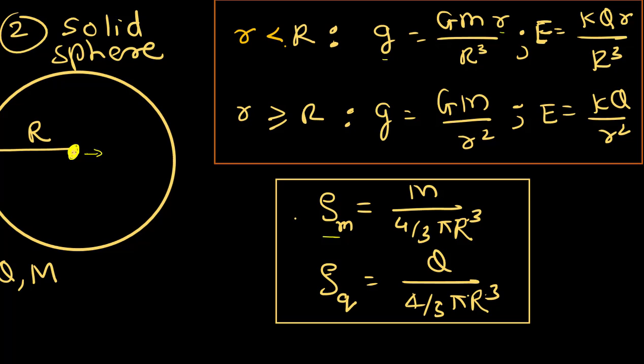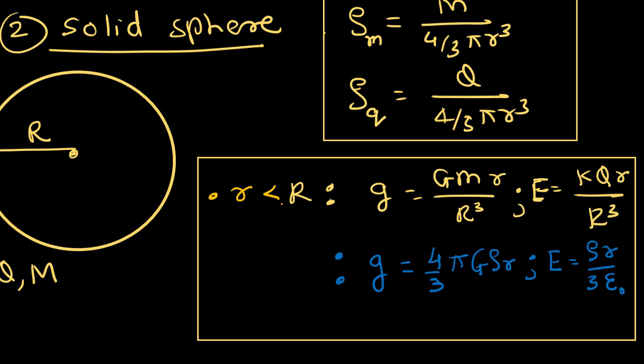Now let's go one step further. I will also give you the formula for r less than R in terms of rho m and rho q. So that's on the next slide. Have a look at this. For r less than R, this is the formula which we already know. But if rho is given to us, we could use this formula: g is equal to 4 upon 3 pi G rho r, and E is equal to rho r upon 3 epsilon naught.